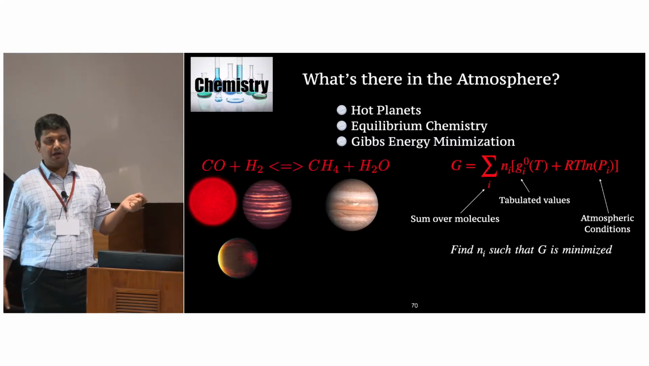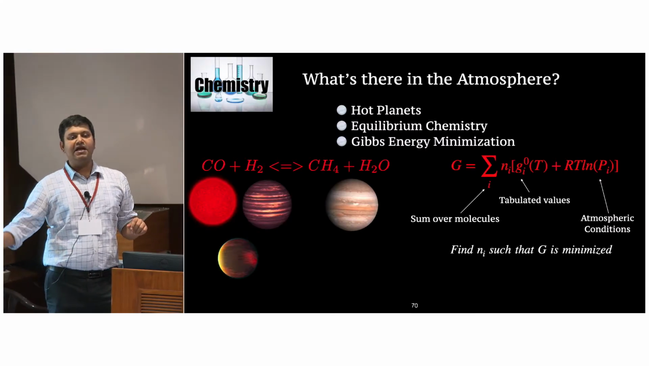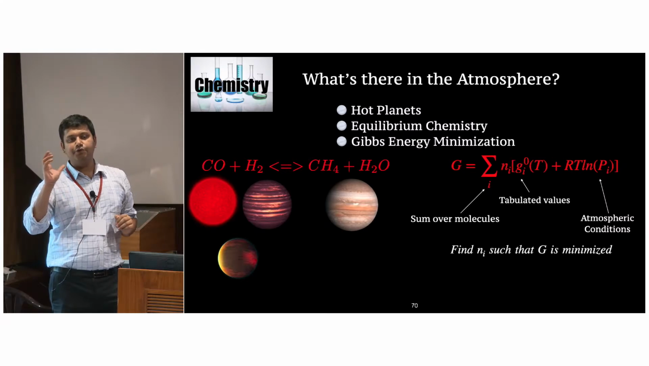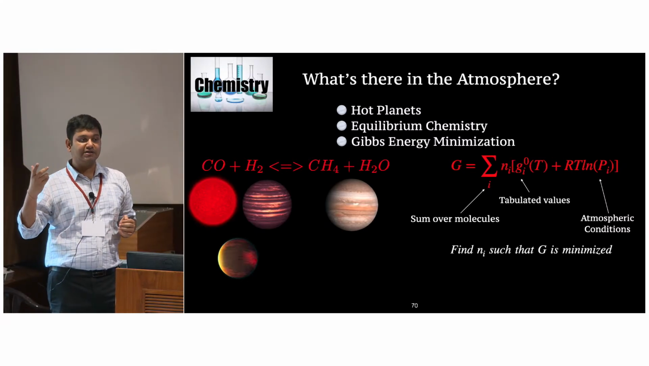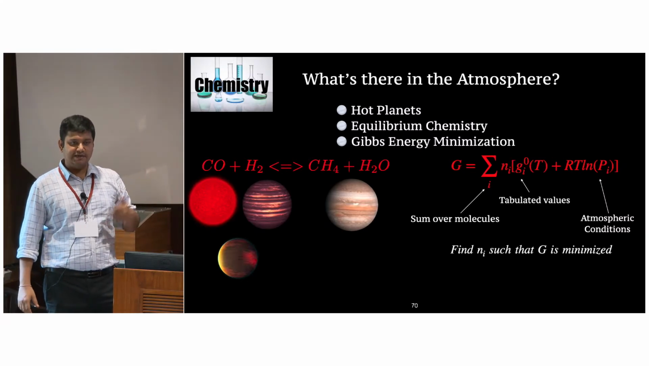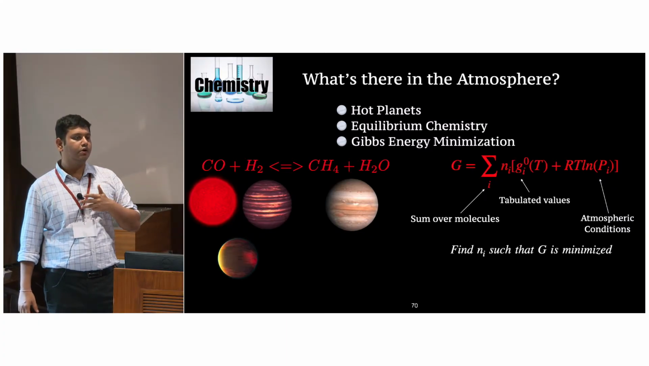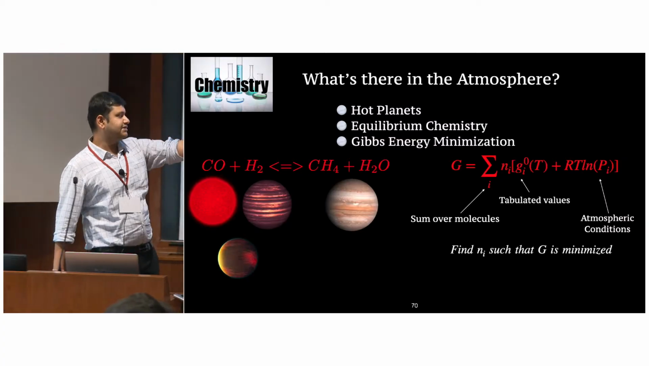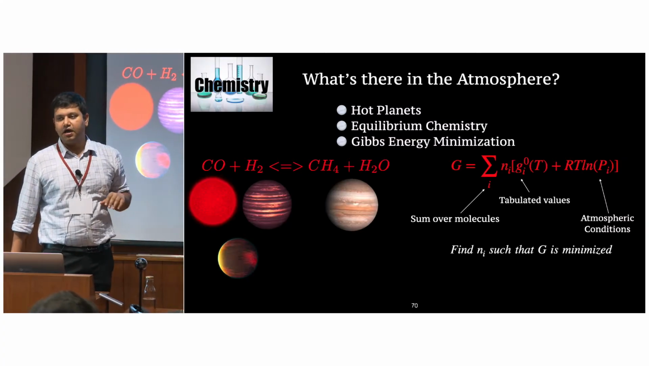What we do in our model is we include all these different elements, and depending on the pressure and temperature at different levels, we compute what are the different molecular species that might be present. Is it H2O, CO2, CO, ammonia, and so on, many different things. And this is done using this calculation of Gibbs energy minimization.